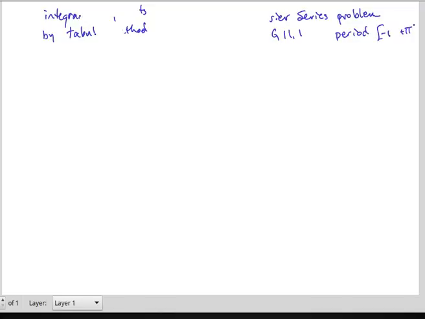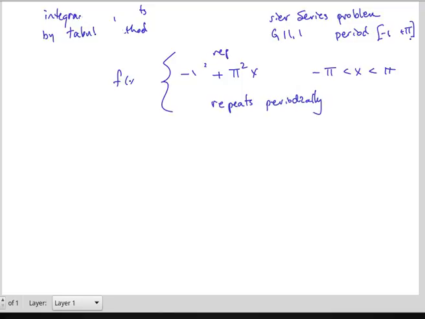And what function would require multiple integration by parts, more so than a polynomial? I thought I'd develop f of x equal to minus x cubed plus pi squared x for negative pi less than x less than pi, and it repeats periodically before and after that. I'm not going to specify that, but it is an odd function.